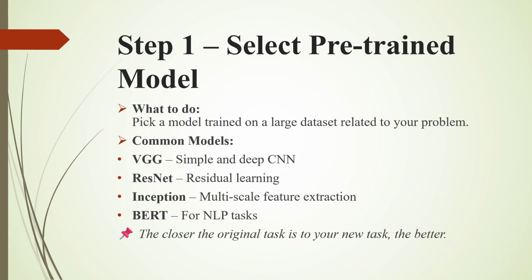The first step is to pick a model that's already trained on a big dataset. Some popular ones are VGG, which is good for basic image tasks. Second is ResNet, useful for deep learning with skip connections. Third is Inception, used for capturing multi-scale features. And last is BERT, which is great for natural language tasks. Make sure the pre-trained model is related to your task for better results.